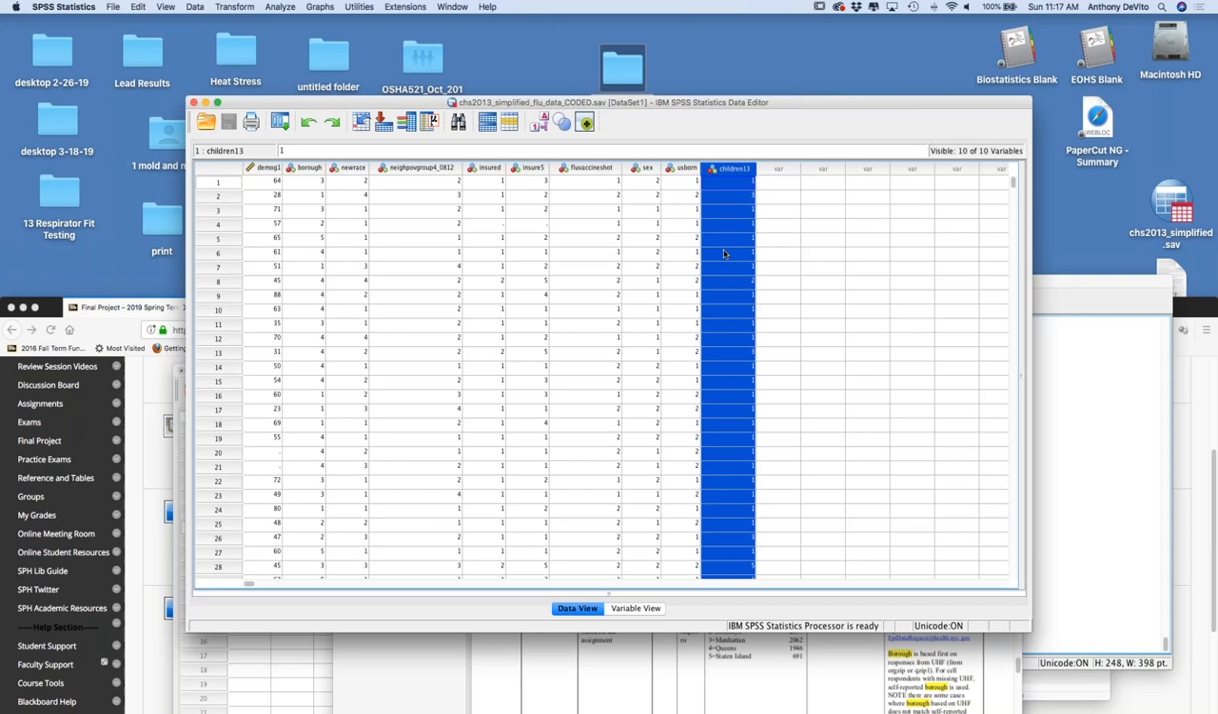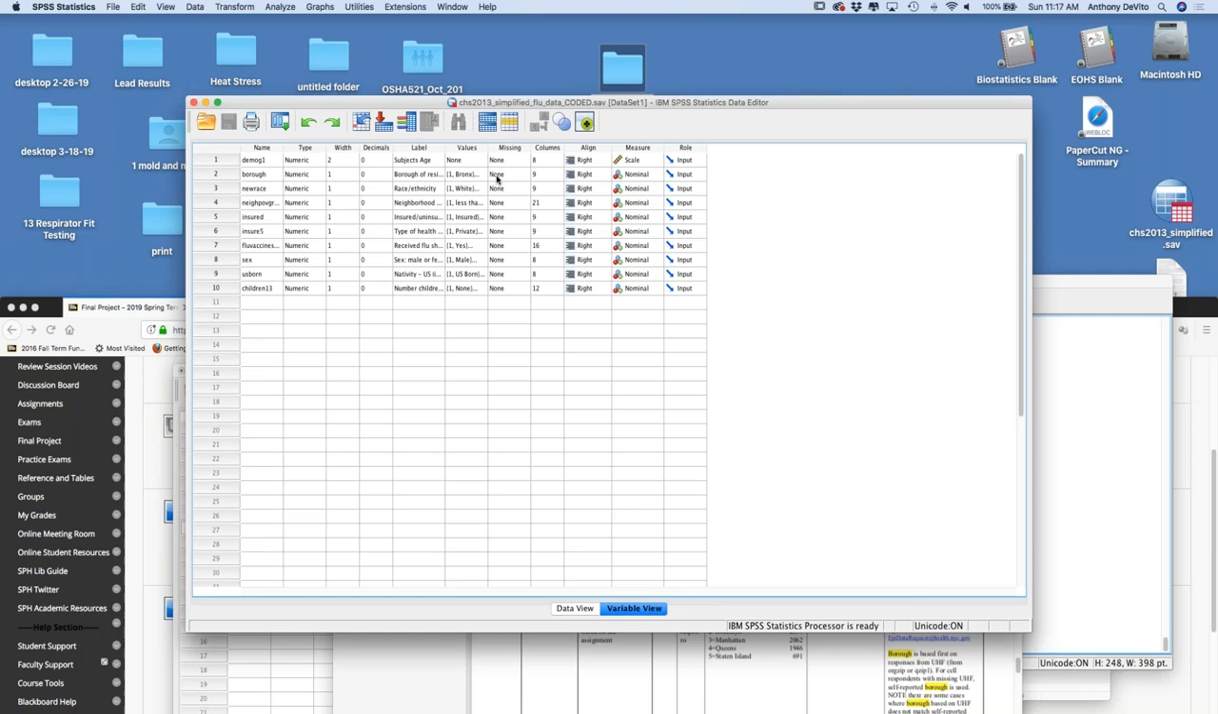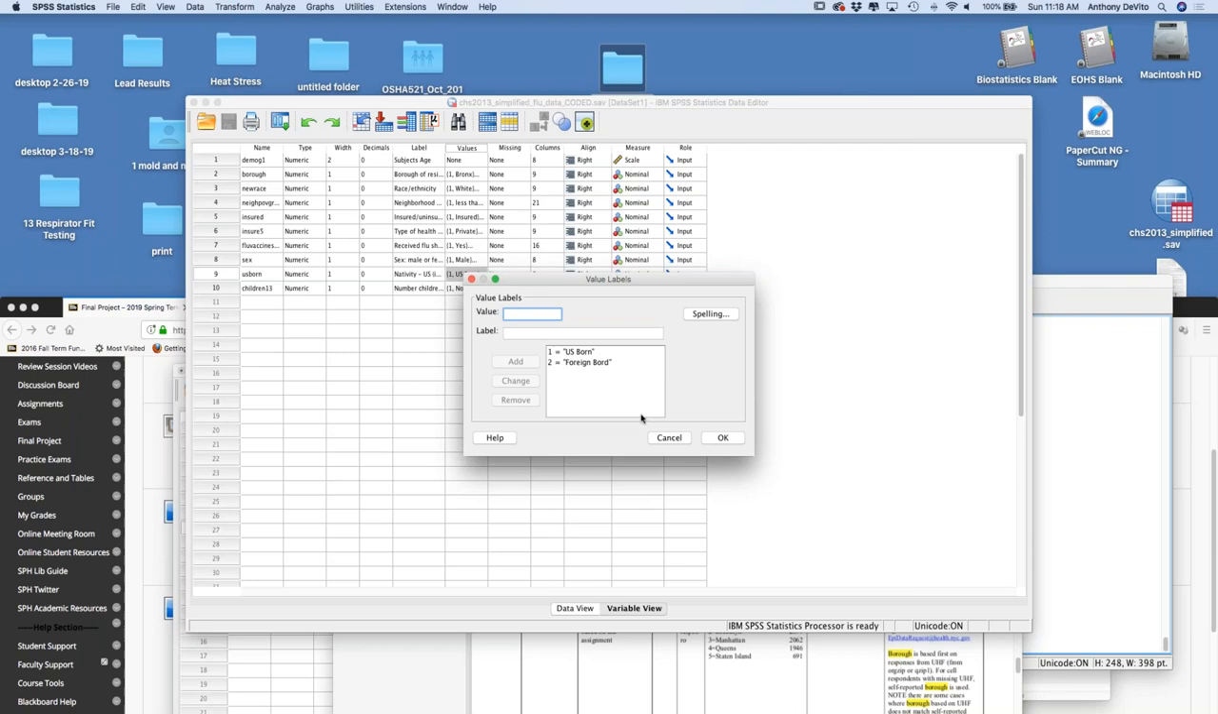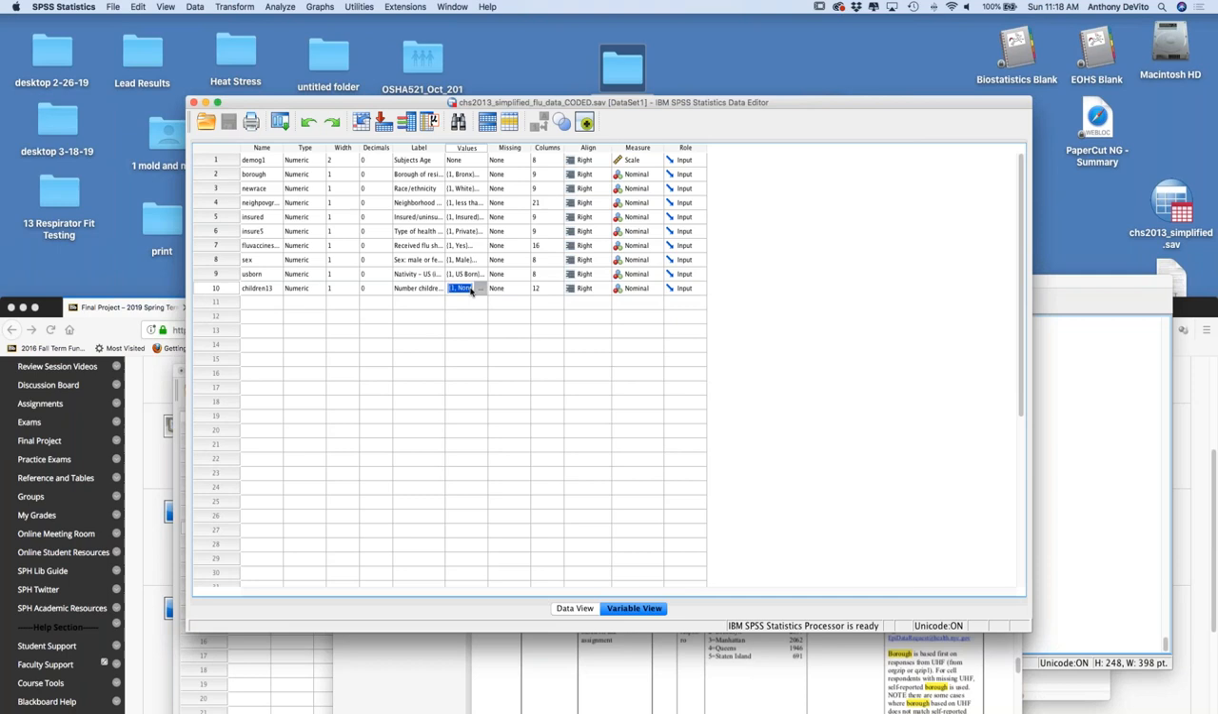But if you go to the variable view, you can see what all the values are. For instance, this one we know is age, so we don't have anything in there. It's just a scalar variable. But this one, borough, you can see what each of those numbers represents. U.S. born, nativity: one represents U.S. born, two represents foreign born. Children, let's see what that is. Okay, one is none, two says this is the number of children that they might have, more than three.